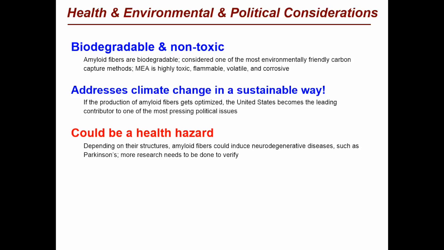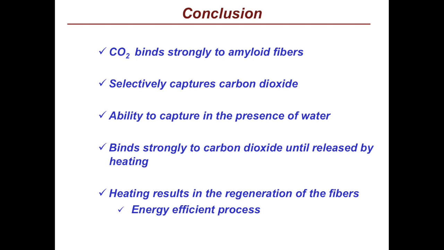However, these fibers were previously known as the cause of various neurodegenerative diseases such as Parkinson's or Alzheimer's, which are dependent on their structures. So more research needs to be done to verify whether or not they could be a health hazard. In conclusion, the use of amyloid fibers in CCS is promising. However, more research needs to be done. We are hopeful it serves as a solution to our current issue of climate change.